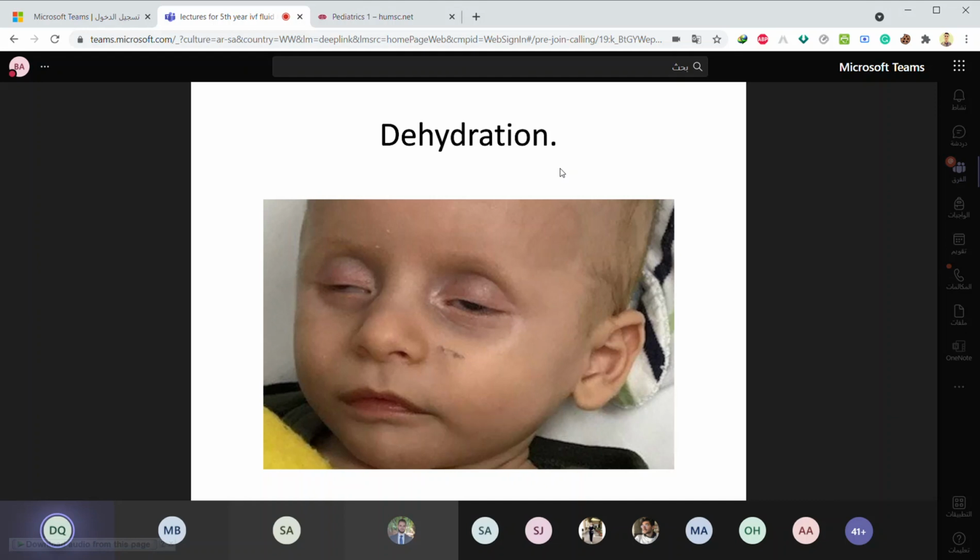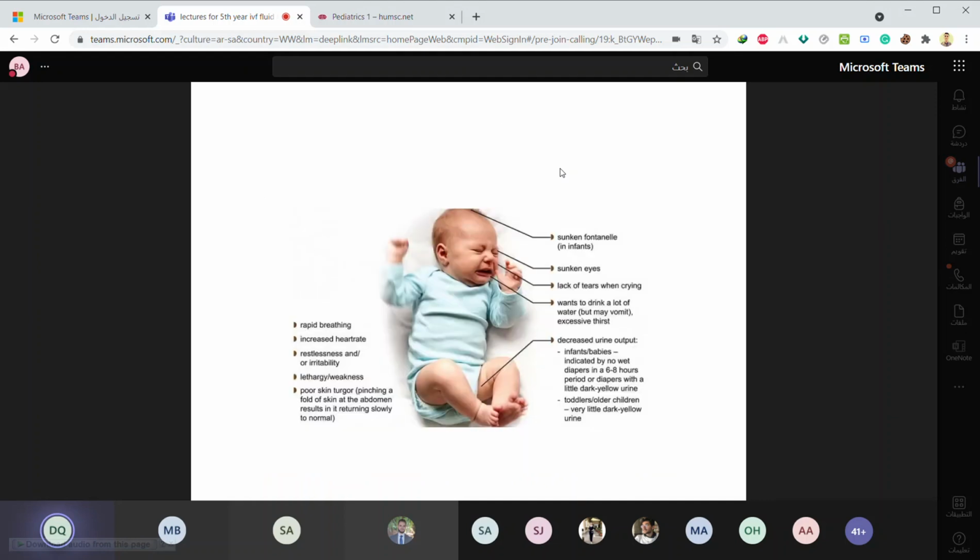This child has certain signs of dehydration. If you look at his eyes, sunken eyes, dry mucous membrane. When we examine a baby for signs of dehydration, we have to do a full examination starting from the upper part, head till the toes. We have to look for the anterior fontanelle, usually below 1.5 years. The anterior fontanelle is still open, so we have to touch it to see the measurement size and if it's sunken or bulged.